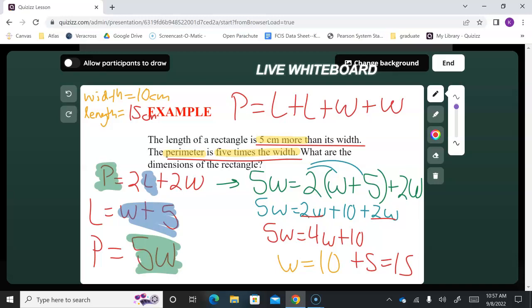Identify, hey, I got a formula. Okay? How can I model this scenario? What can I fill in? What do I know? What do I not know? What am I trying to find? Questions, comments, concerns, queries?